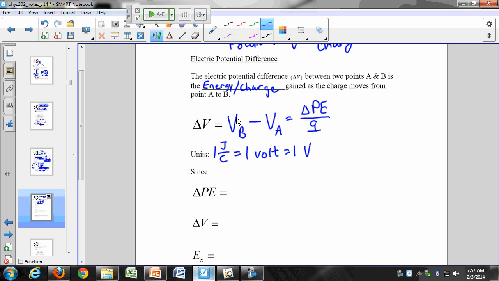All right. So delta PE, remember that was the negative of the work, so that's negative QE times delta X. This is just saying that delta PE, we've already said, is the negative of the work. And so delta V then, if it's defined as delta PE over Q, is negative QE delta X over Q. The Q's will cancel out, and it'll just be negative E delta X.